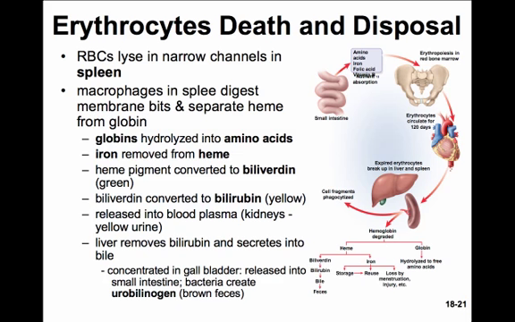The liver is going to remove more bilirubin and secrete it into the bile. Bile is concentrated in the gallbladder, which is going to be released into the small intestine. Bacteria will create urobilinogen from this, which is what contributes to the brown color that we see in feces.